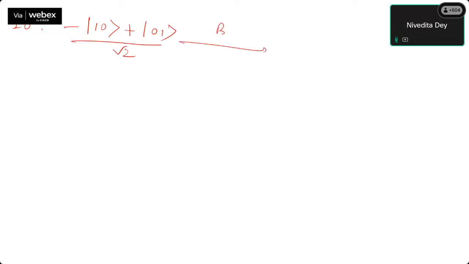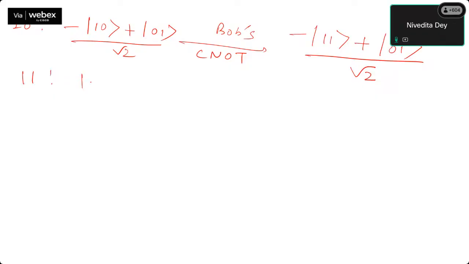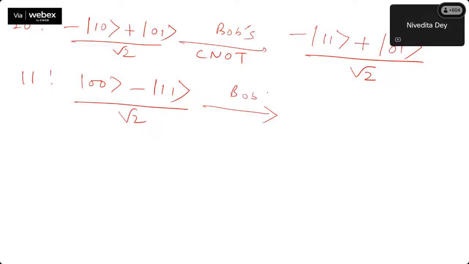So on Bob's side, for 0, 1 it will be minus 1, 1 plus 0, 1 by root 2. Similarly, for 1, 1, it was initially this thing, and this will become 0, 0 minus 1, 0 by root 2.